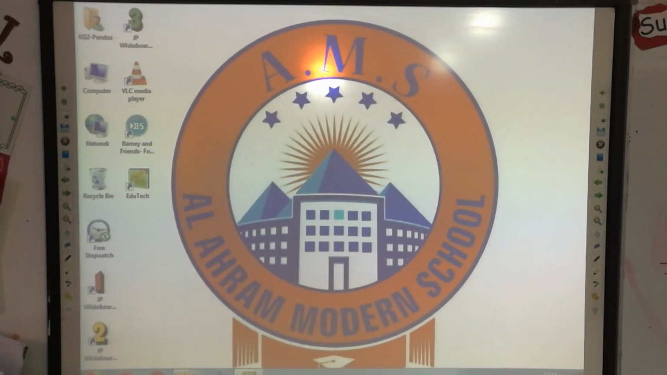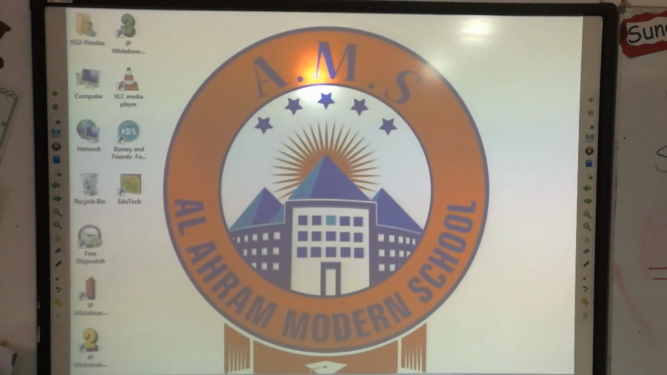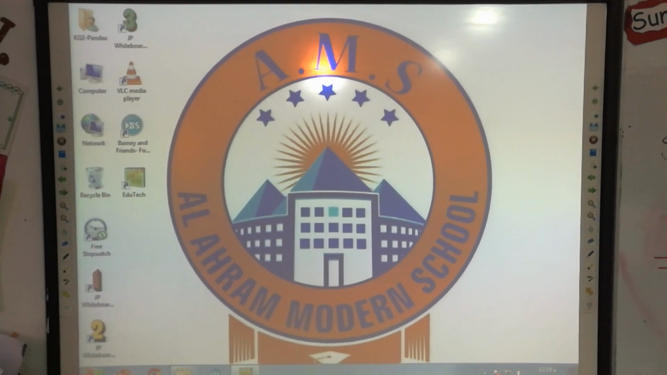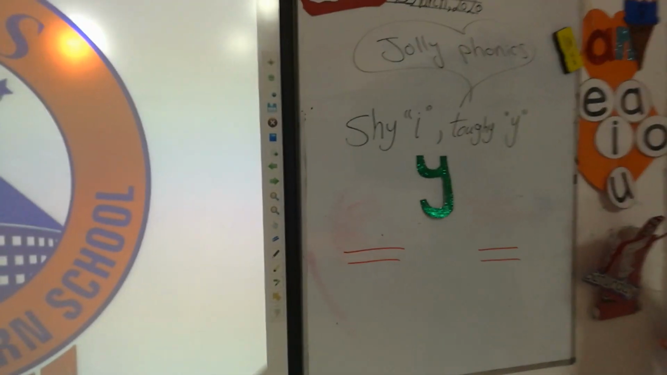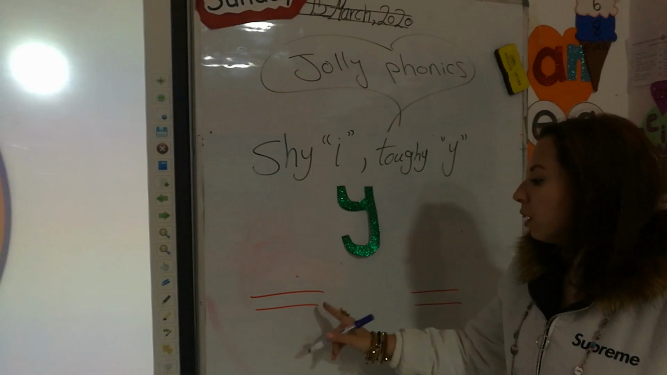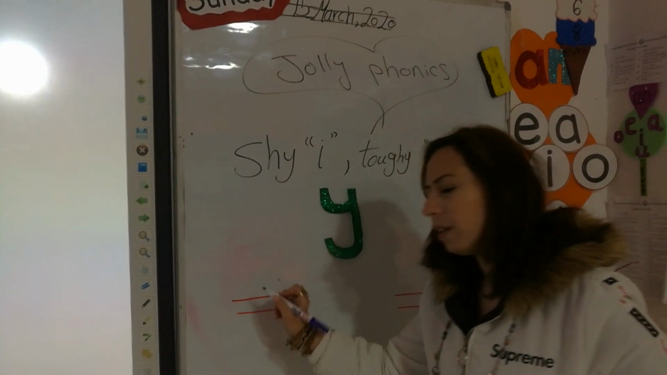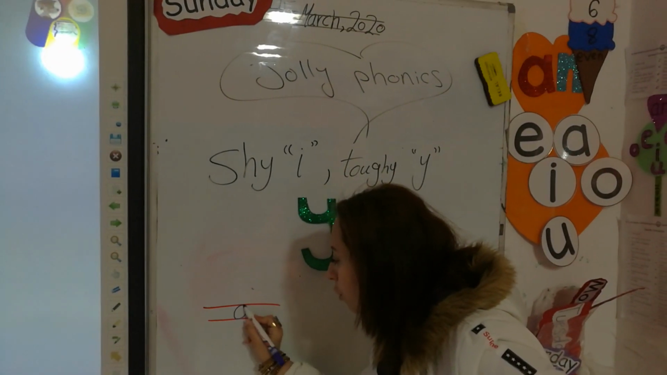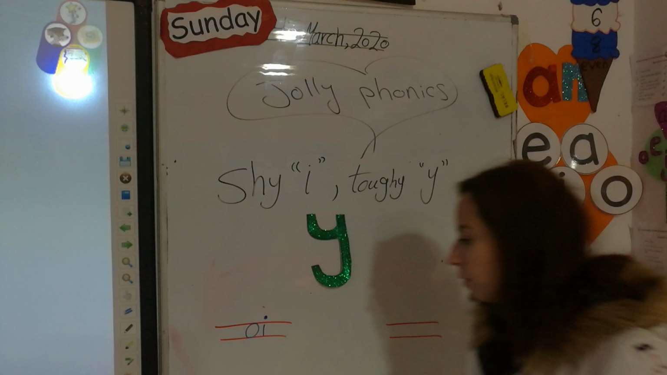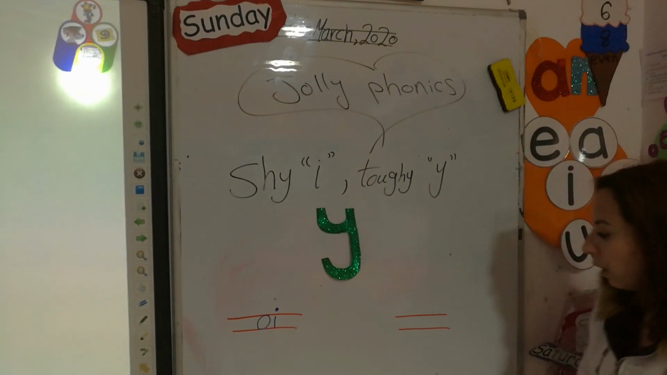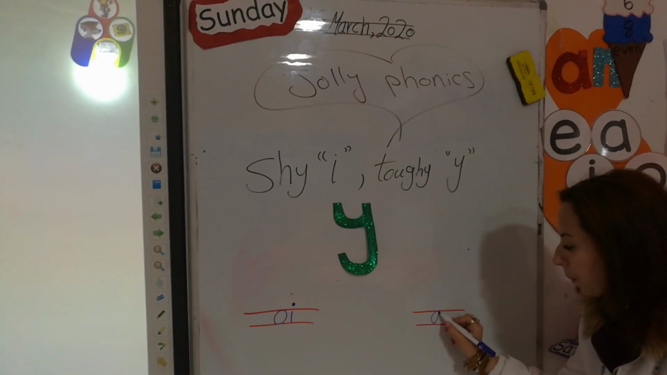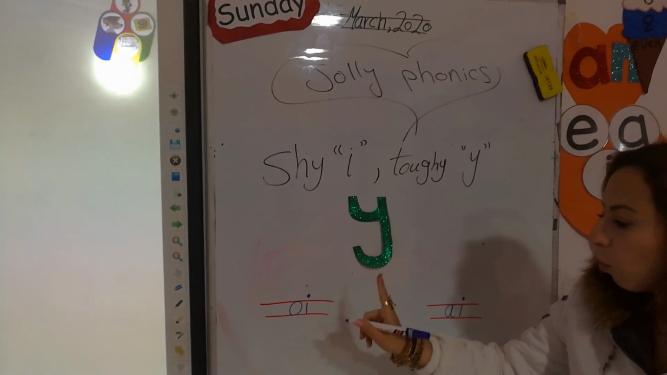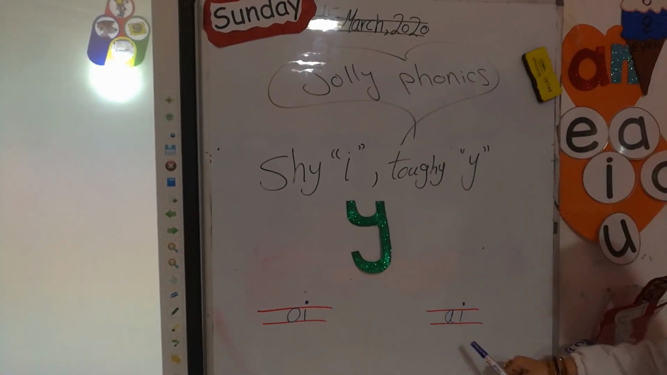And today we're going to talk about a new concept in Jolly Phonics, which is shy I and toughy Y. But before I teach you the new concept, I have to remind you first of some digraphs. What is the meaning of digraph first? Digraph means two sounds or two letters make one sound, like this digraph, OI, and the other digraph, AI. Digraph means two letters make one sound, OI and AI.